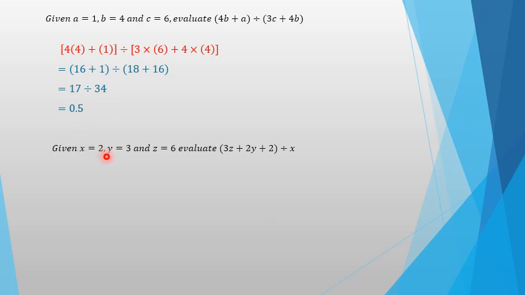Now, given x equal 2, y equal 3, and z equal 6, evaluate this expression. Again, it's 3 times 6 plus, keep in your mind, 3z doesn't mean 36, it means 3 times 6 plus 2 times 3 plus 2 divided by 2. Now 3 times 6 is 18, 2 times 3 is 6. Here we have plus 2 all divided by 2. Now 18 plus 2, 20 plus 6, it's a 26. So 26 divided by 2 is 13.